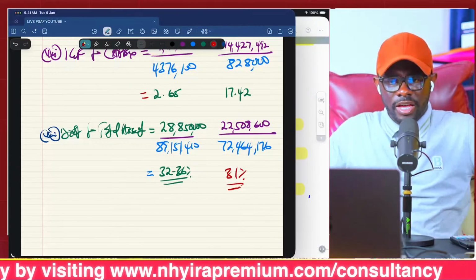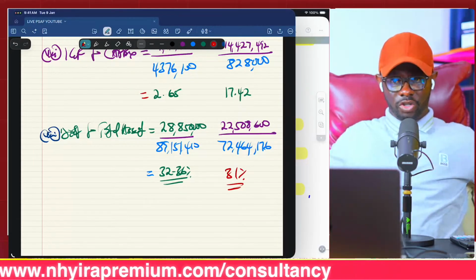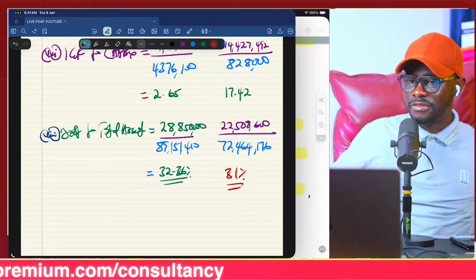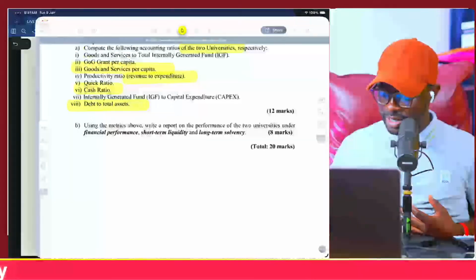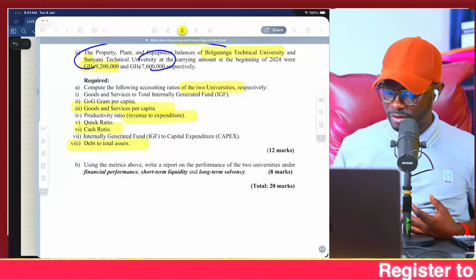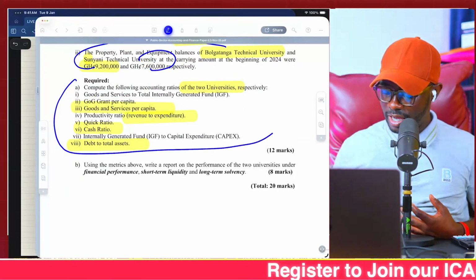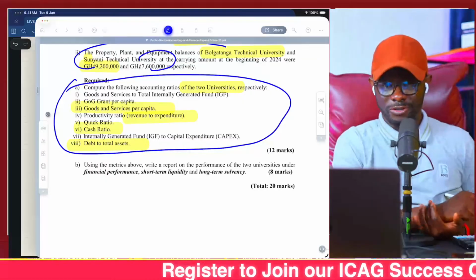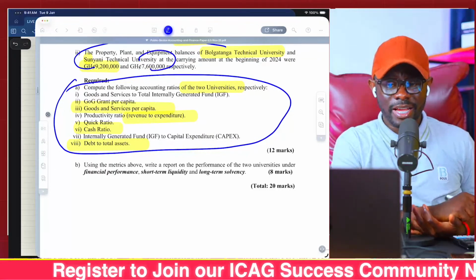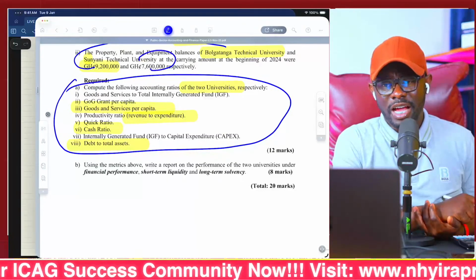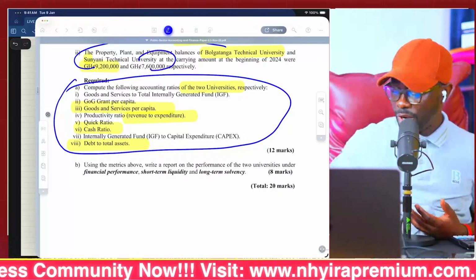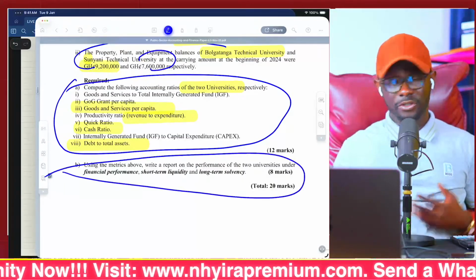It means the rest of the assets are financed through themselves other than debt, which is a good thing. So the two universities are not highly geared yet. They can raise additional debt finance in the future if they want to. And these are the things we must understand on the A part of the question, calculating these ratios. And so you see that the calculation here is 12 marks. Now remember, if you screw up the calculations, then au revoir mon ami on the analysis for you.